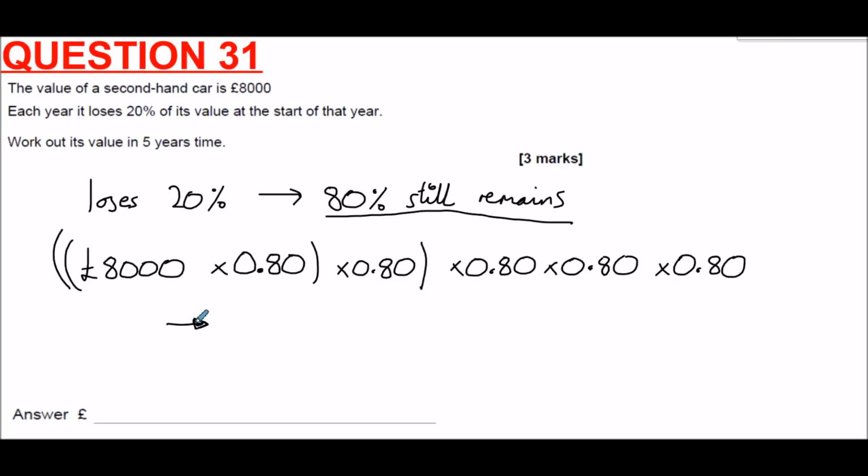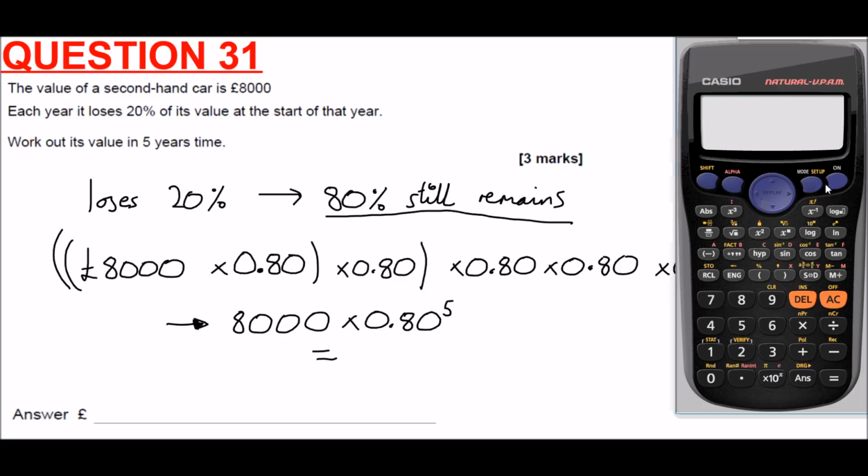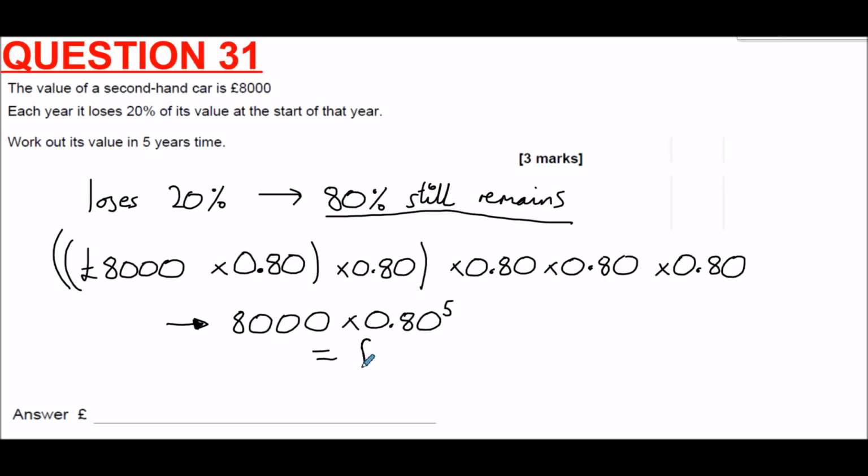And so we can do this even quicker, because we're multiplying by 0.80 5 times. Something multiplied by itself 5 times we can say is to the power 5. So we can do this in one quick calculation. What we need to do is 8,000 multiplied by 0.80 to the power 5. Now isn't that much quicker? £2,621.44, like before.